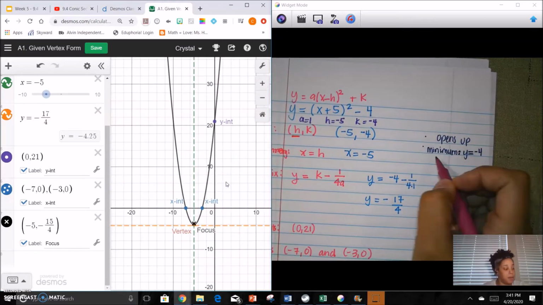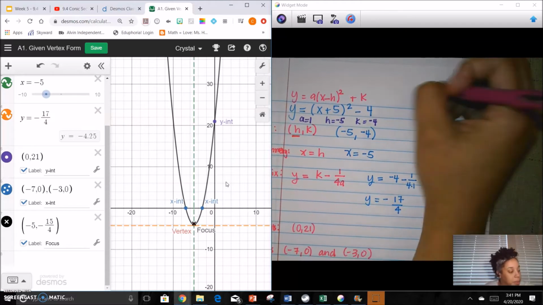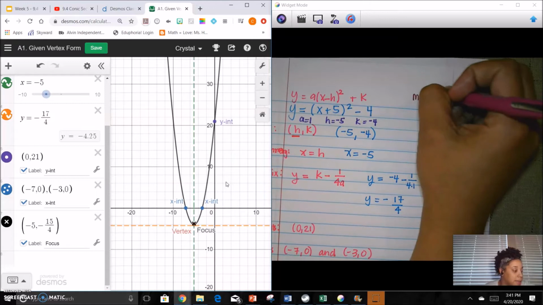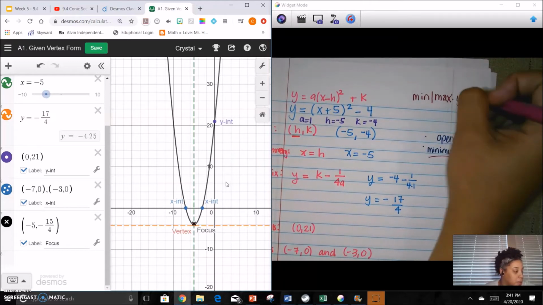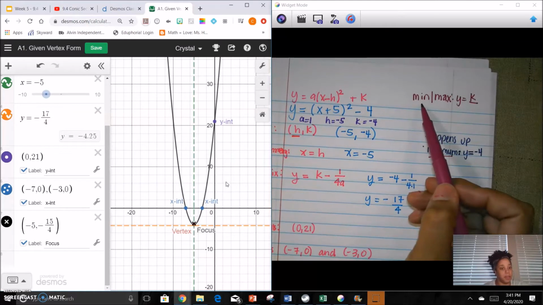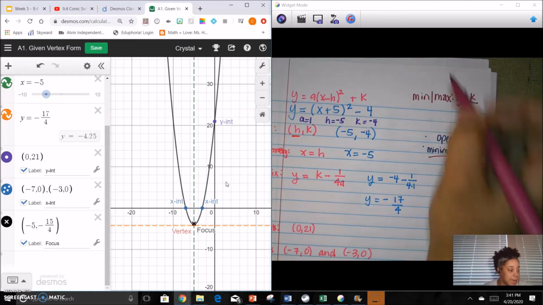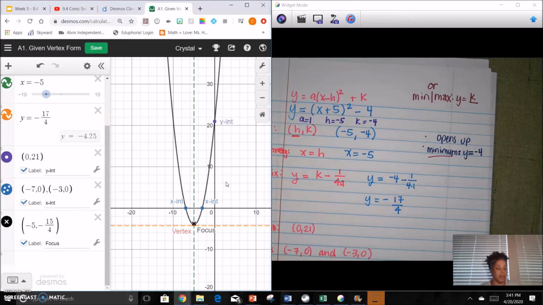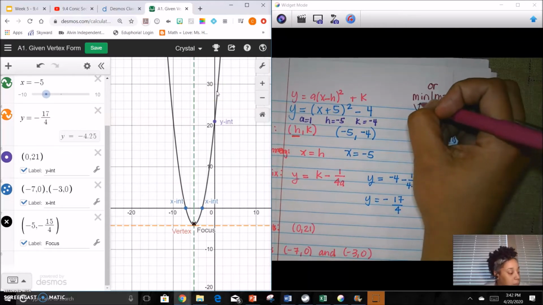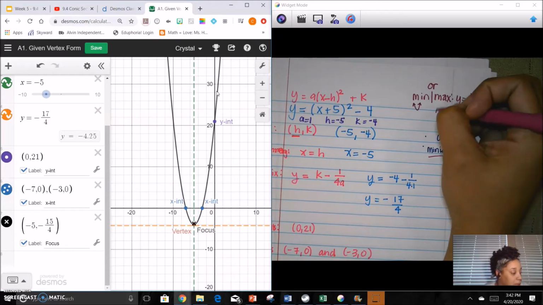This graph has a minimum, and your minimum or maximum point, I should say min or max, will always be y equals k. Now you have to decide whether it's minimum or maximum. It can't be both. It has to be one or the other. If the vertex is the lowest possible point on the graph, then that's your minimum. If it's the highest possible point on the graph, then it is your maximum. In other words, a minimum graph is pointed upward, a maximum graph is pointed downward.